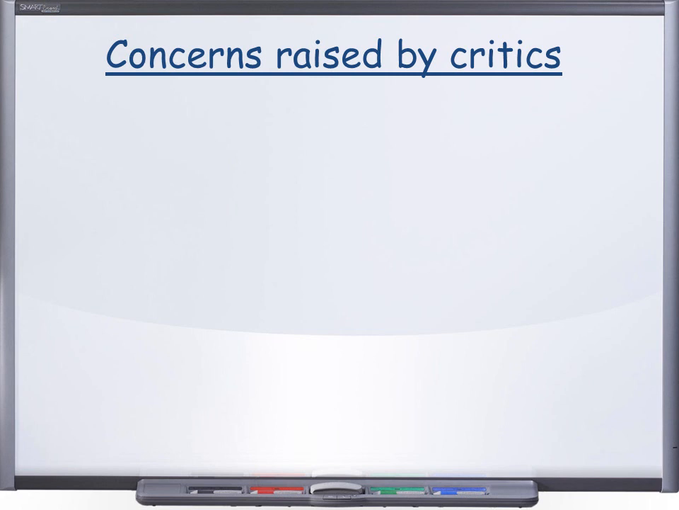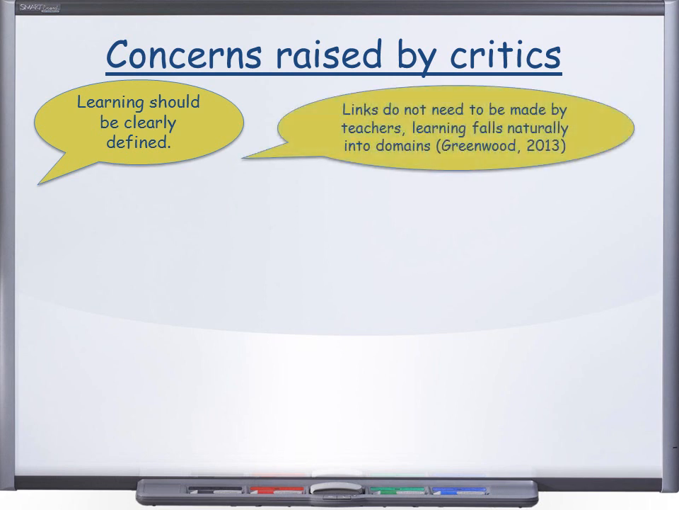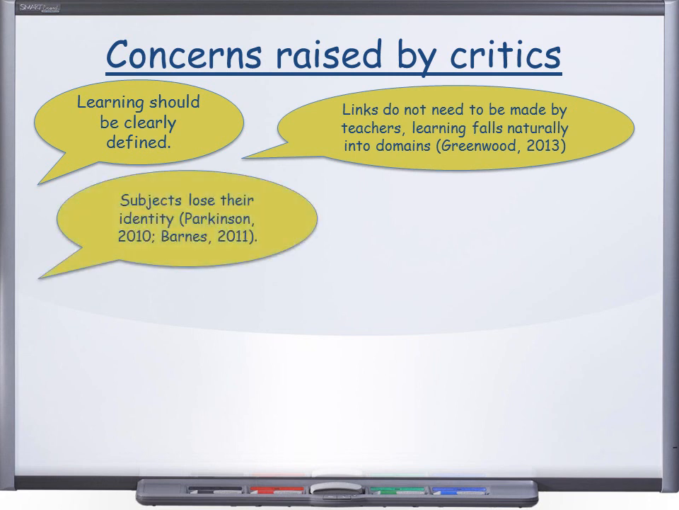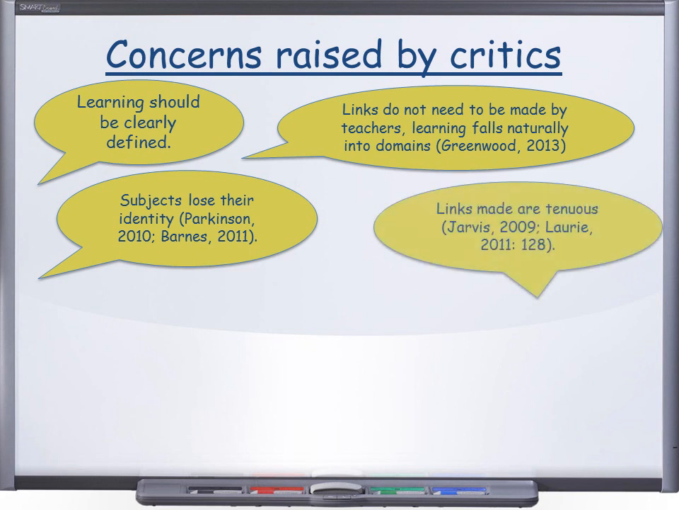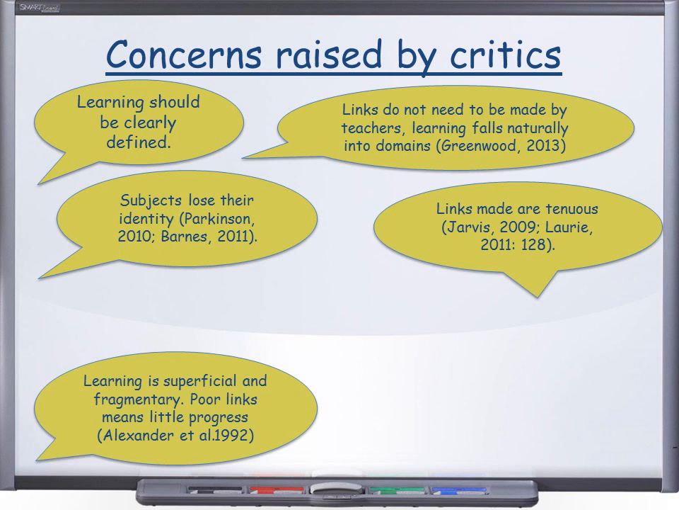Despite advantages, critics have also raised concerns. Critics argue learning needs to be clearly defined, which is provided through discrete teaching. Greenwood 2013 states that knowledge falls naturally into domains, and a cross-curricular approach causes subjects to lose their identity. Skeptics like Jarvis 2009 and Laurie 2011 recognise that some subjects have overlaps but are often wary as tenuous links can be made, and they believe focus should be on subject content. Weak links should not be made and integrity must not be lost. Poor links can result in superficial learning and cause children to make little progress, as noted by Alexander et al. 1992.